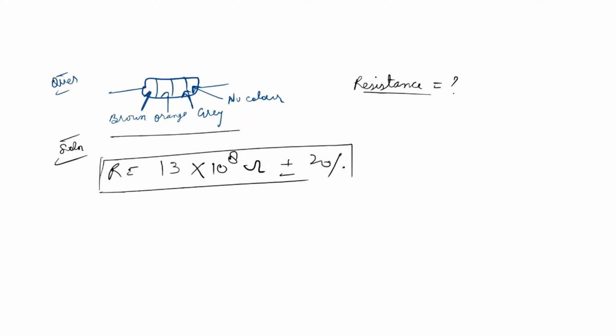I hope you got the point of how to find the resistance by seeing only the color codes of a carbon resistor. In this way you can find it easily in your examinations, in daily applications in the electronics branch of physics, and in your CBSE Class 12 examination. Thanks a lot for watching the video.